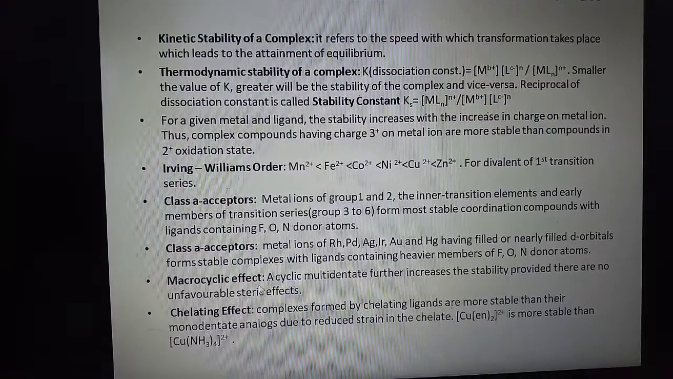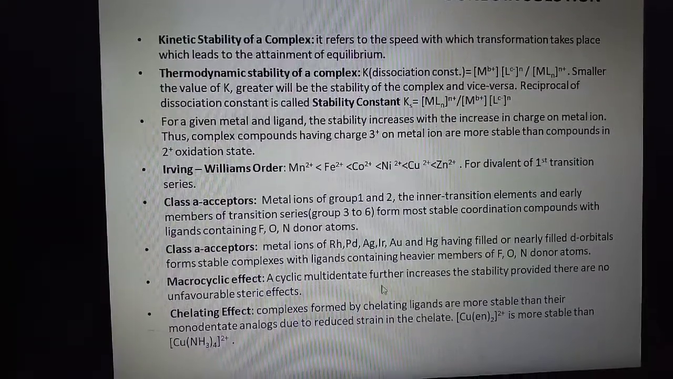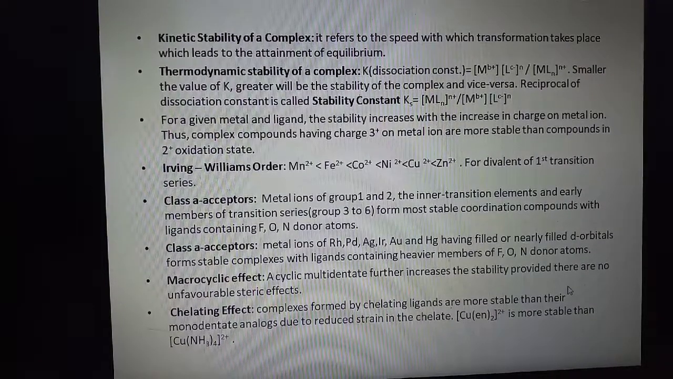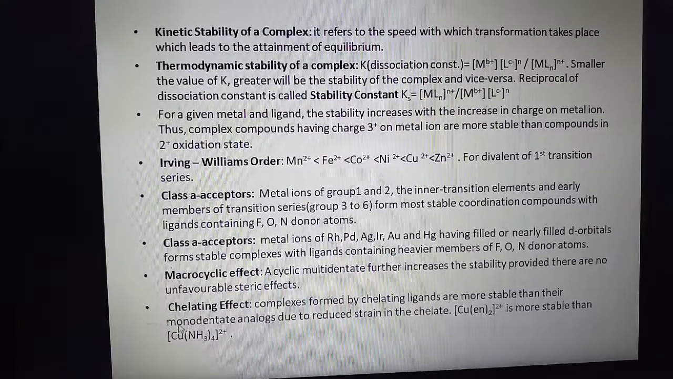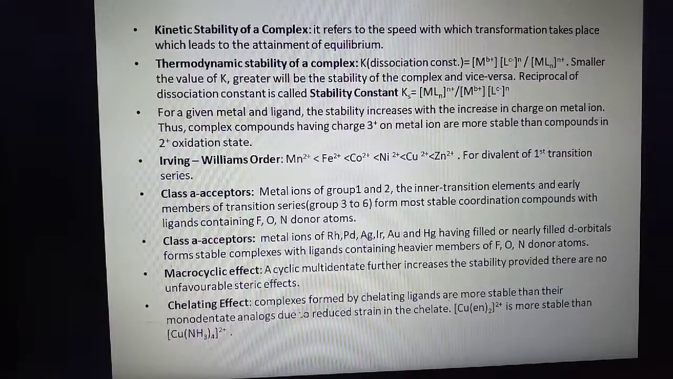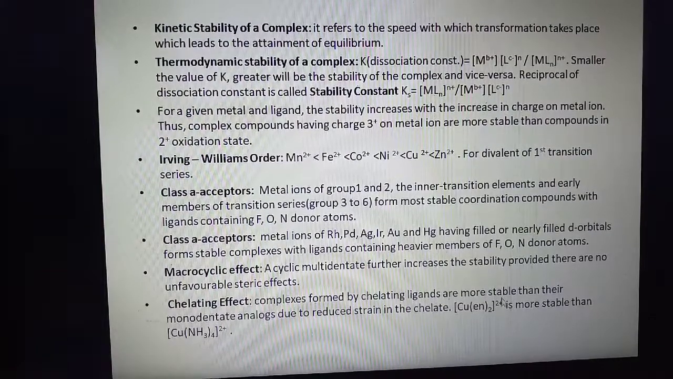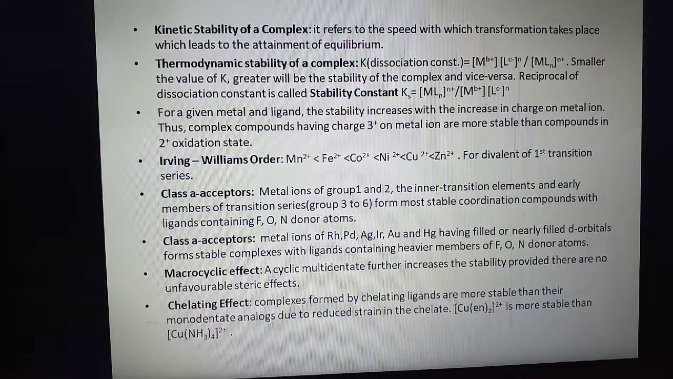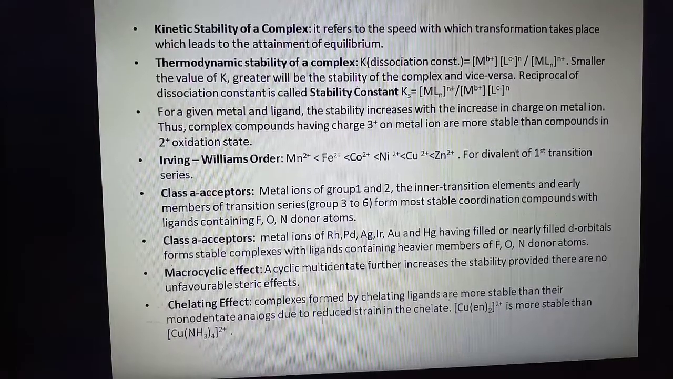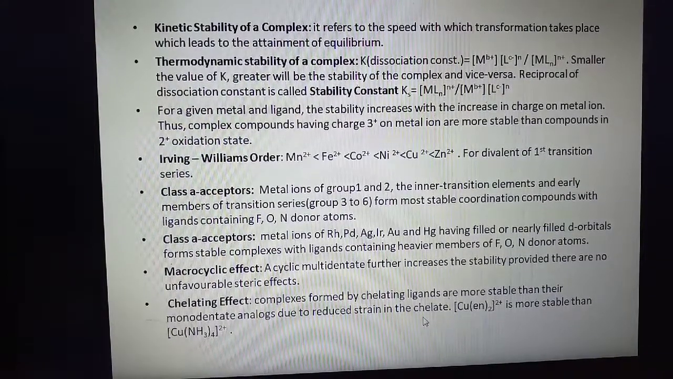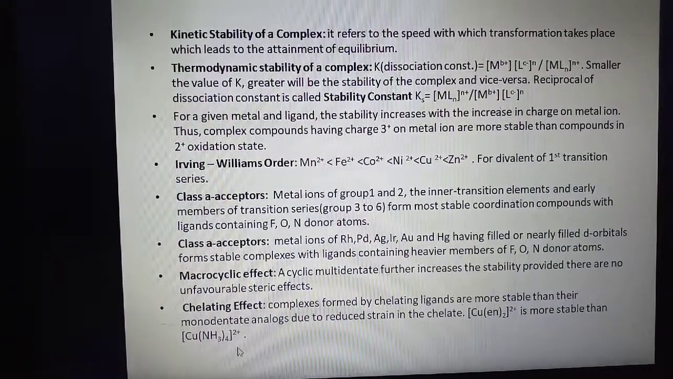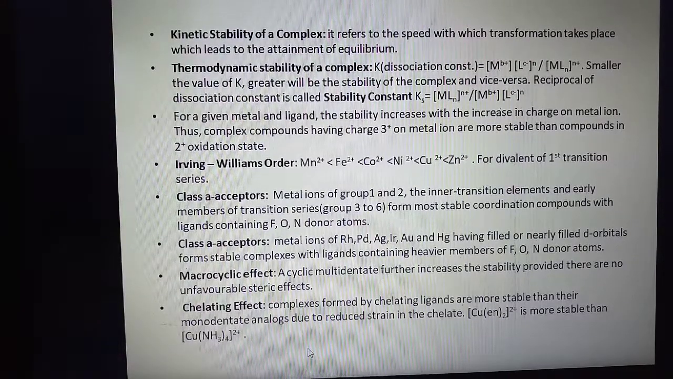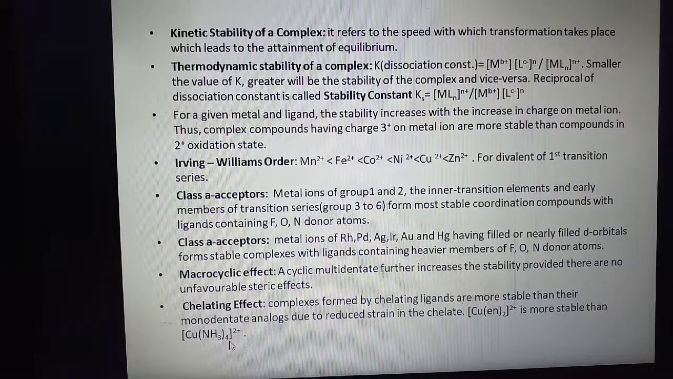Regarding the macrocyclic effect, a cyclic multidentate ligand further increases the stability, provided there are no unfavorable steric effects. And finally, the chelating effect: complexes formed by chelating ligands are more stable than their monodentate analogues due to the reduced strain in the chelate. Like [Cu(en)2]2+ is more stable than [Cu(NH3)2]2+. So students, those having chelates will be more stable than those with monodentate ligands.